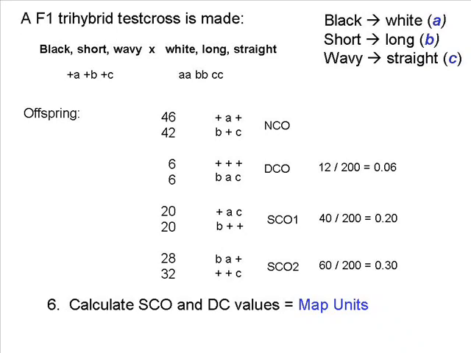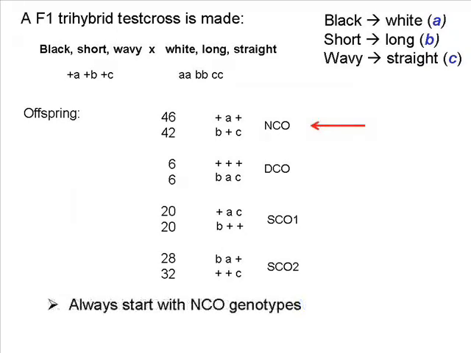Now that we've gotten those, we want to use them to build our final model for the order of these particular genes on this chromosome. So what do we start with? We always start with the no crossovers. That's what we want to compare.